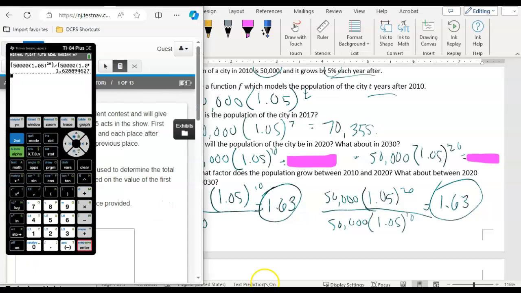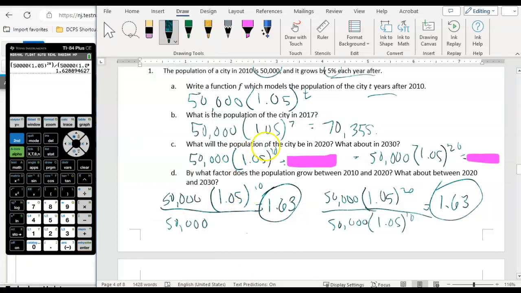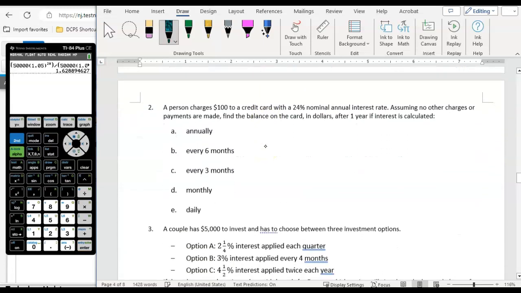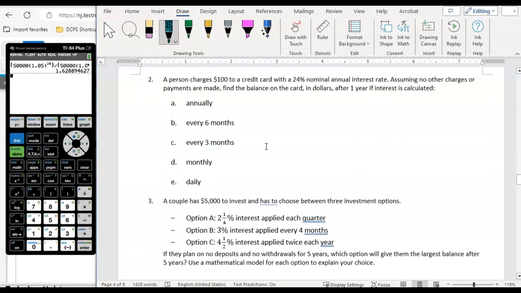All right. So let's take a look now at our next piece here. A person charges $100 to a credit card with a 24% nominal annual interest rate. So this is what we're getting into when we talk today. Remember, this is the named interest rate, right? It's not the actual interest that we're going to get. It's what they're telling us we're going to get. Assuming no other charges or payments are made, find the balance on the card in dollars after 1 year if interest is calculated annually, every 6 months, every 3 months, monthly, or daily.